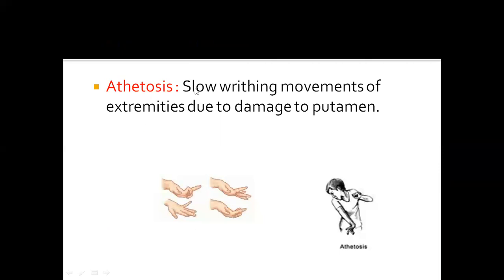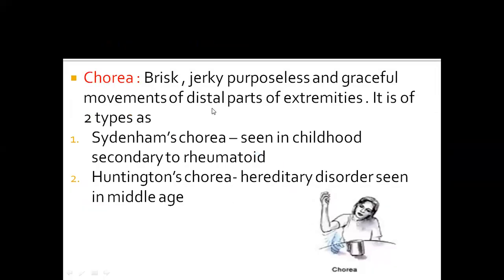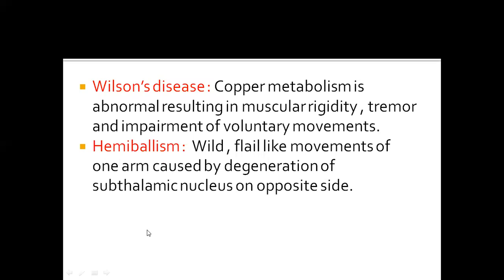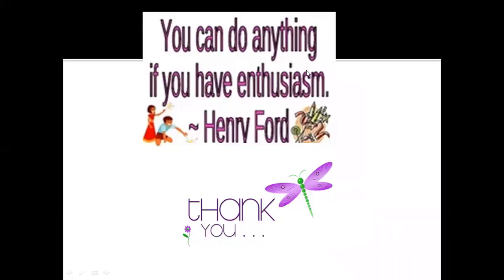Athetosis: slow writhing movements of the extremities due to damage of the putamen. Then chorea: brisk, jerky, purposeless and graceful movements of the distal parts of the extremities. It is of two types. We have Sydenham's chorea, seen in childhood, secondary to rheumatic fever, and Huntington's chorea, a hereditary disorder seen in middle age. We have Wilson's disease, where copper metabolism is abnormal, resulting in muscular rigidity, tremors and impairment of voluntary movements. Hemiballismus: wild flail-like movements of one arm caused by degeneration of the subthalamic nucleus of the opposite side.